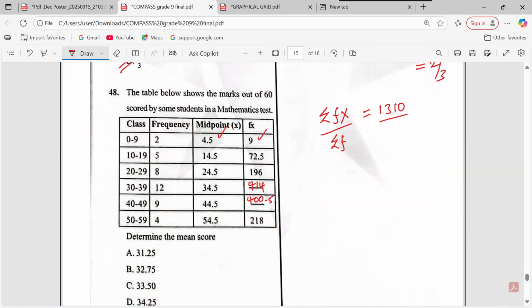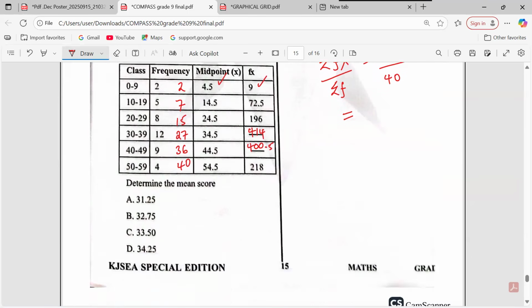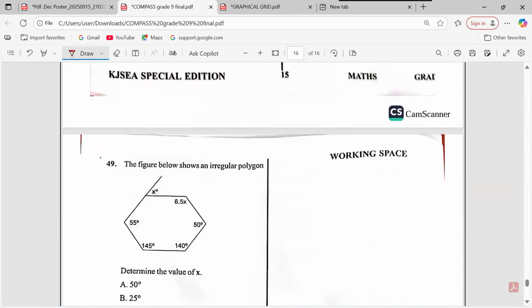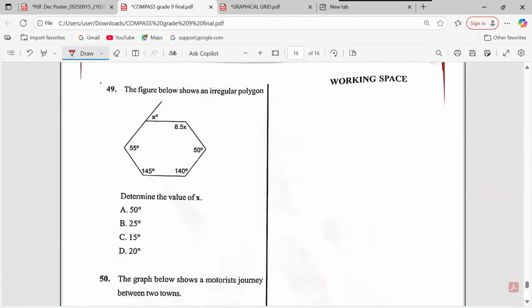This should now be divided by the total frequency, which is the number of students who sat for this. To calculate that, we can add them directly. 2 plus 5, we get 7. Plus 8, we get 15. Then 27, 36, 40. So we have 40 of them. When we divide these, we shall get exactly 32.75. Very simple.